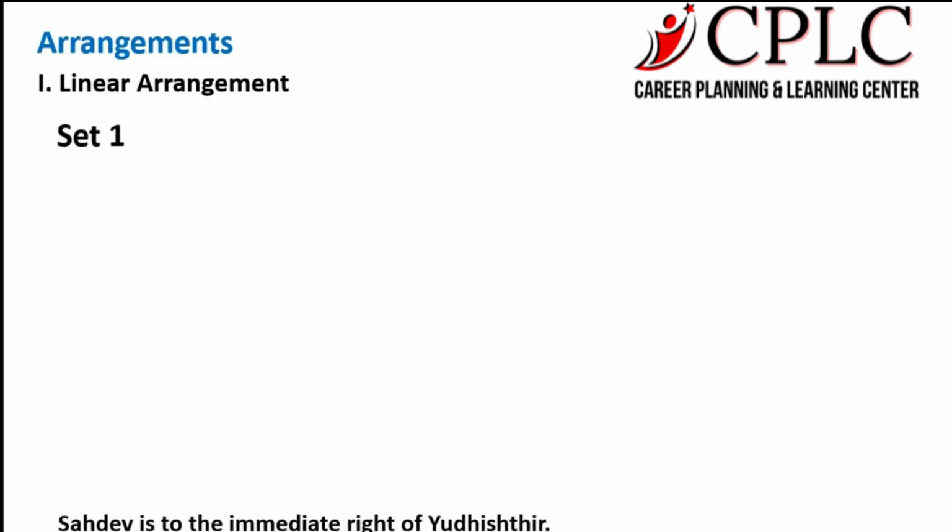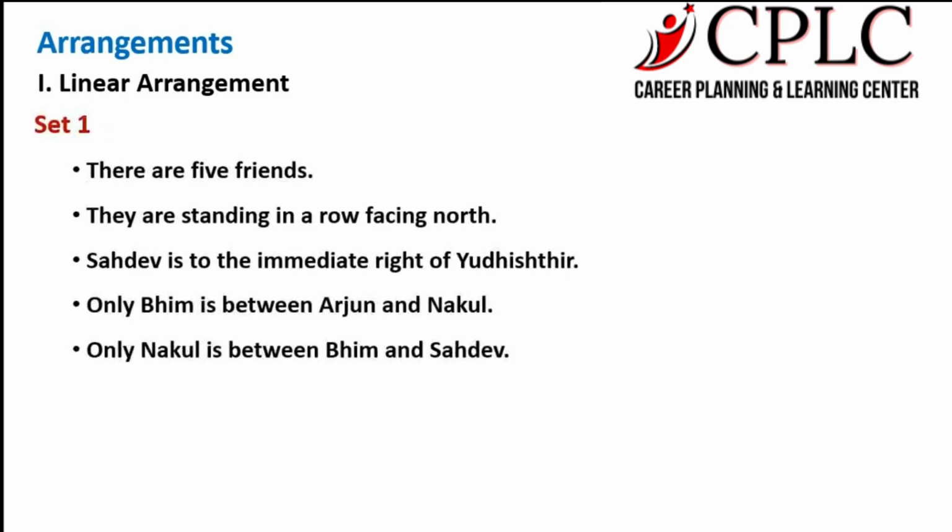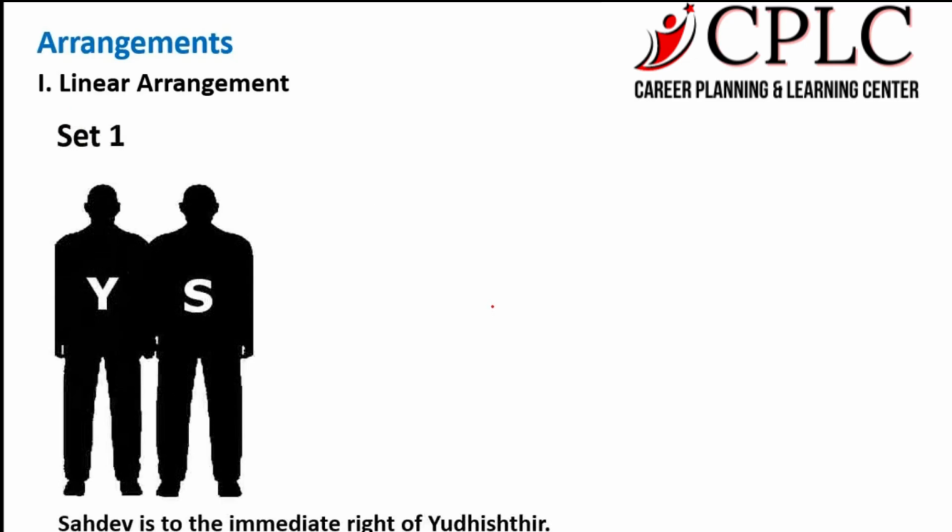So first statement, 5 friends, doesn't really have any. The statement which we should start with is the next one, which is Sahadev is to the right of Yudhishthir, and if you can see, they all are facing towards the north side, and so this is how it should be. So Sahadev is on the immediate right of Yudhishthir.